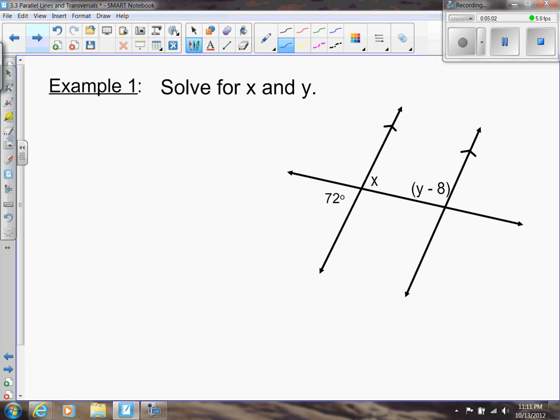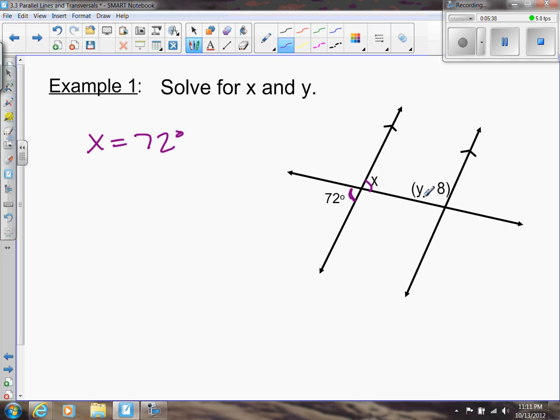So here we're going to solve for x and y. They want us to find these variables. So I have to figure out a relationship between them. And I look at angle x and angle y, and this angle here, and I'm thinking this is going to help me figure out what these angles are. So I look at this and I say, okay, these are acute angles. Actually, they're vertical angles. I know vertical angles are congruent. If they're congruent, they have the same measure. So angle x is 72 degrees.